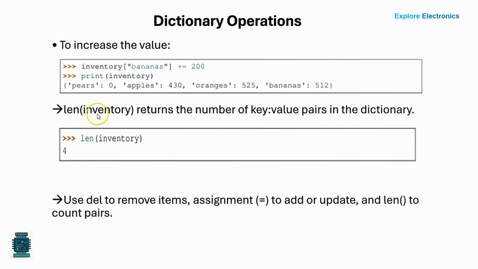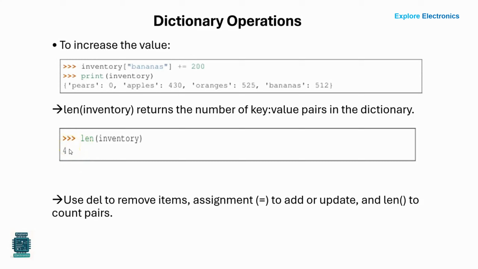Clear? Length of inventory means it will return the number of key value pairs in the dictionary. If I want to access the number of key value pairs in the dictionary, I have to take len inventory: len and the name of the dictionary. It will give the length. How many key values are there? Pears, apples, oranges and bananas. I have 4 key values present in the dictionary inventory. That's why len inventory will give 4 as the length of that dictionary.